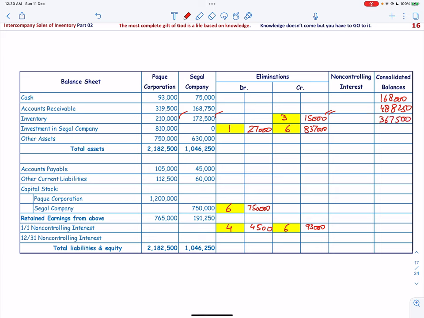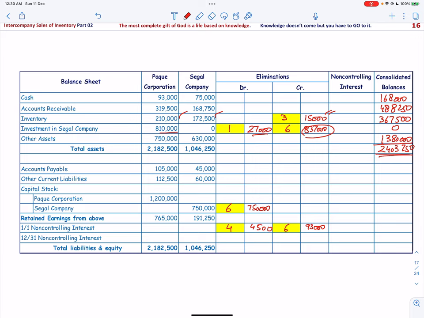Okay. Then investment, obviously we have a debit of 810 and there is a credit of 27, and the total of credit is 837 and must be 0. If it is not 0, then there is a mistake. And then we have other assets of 750 plus 630, that makes 1,380,000. So we make the total, which is 2,403,750. So this is the total for the assets, and let us go for the liabilities now.